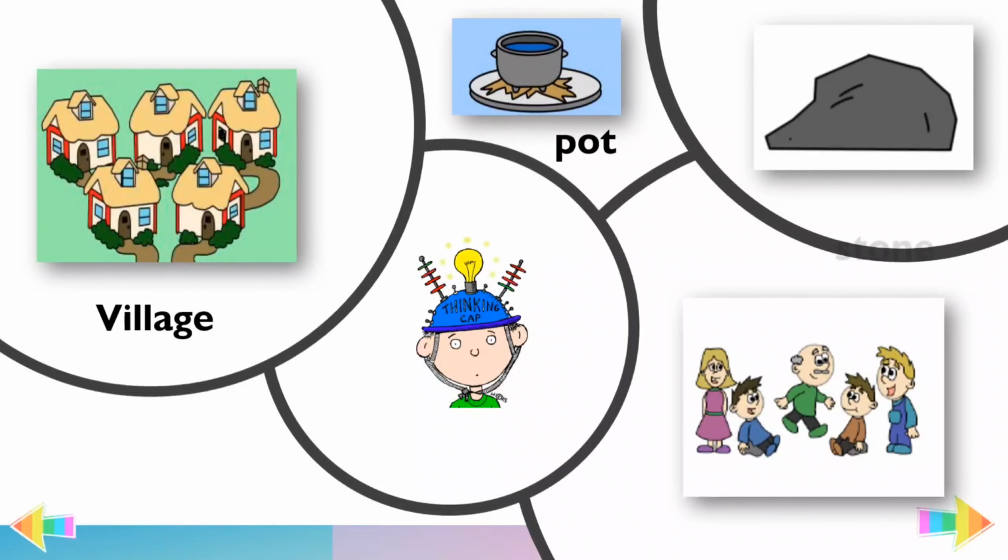The third one is stone. Stone is a hard, solid, non-metallic mineral matter of which rock is made. And the last one is villagers. These are the people who live in a village.